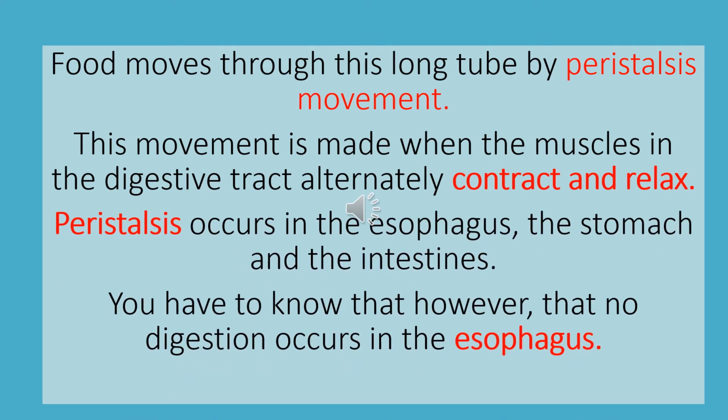Food moves through this long tube by peristalsis movement. This movement is made when the muscles in the digestive tract alternately contract and relax. Peristalsis occurs in the esophagus, the stomach, and the intestines. You have to know, however, that no digestion occurs in the esophagus.